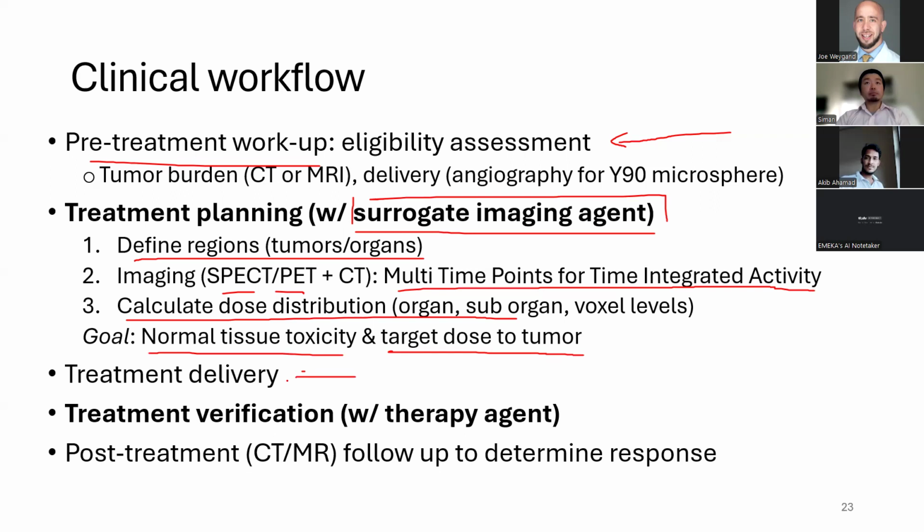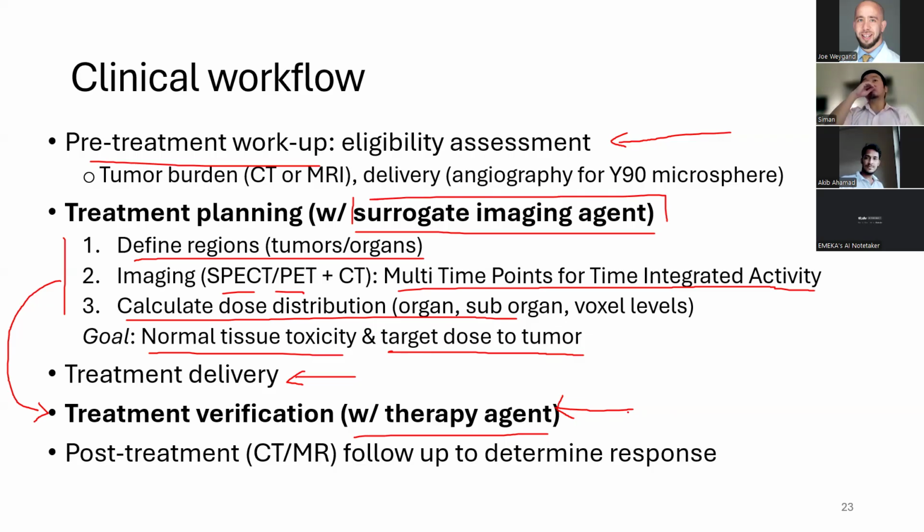The next step is the treatment delivery. After treatment delivery, we need another imaging for treatment verification, now with the therapy agent. The steps are actually just a repeat, except that in treatment planning we image with the imaging agent, and with treatment verification we image with the therapeutic agent. Treatment verification is very important for patient management, because as I've shown earlier, in Y90, if you have an extrahepatic distribution, you can intervene faster. You don't have to wait till the patients show clinical symptoms.